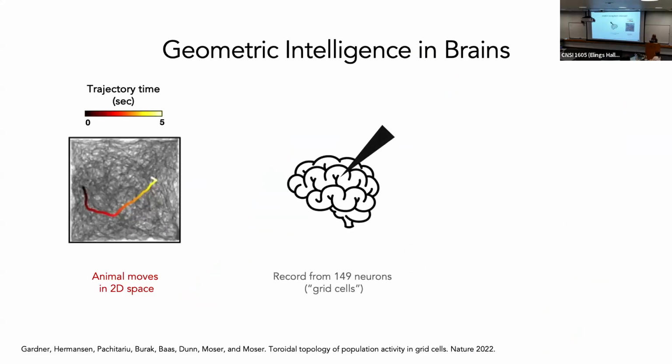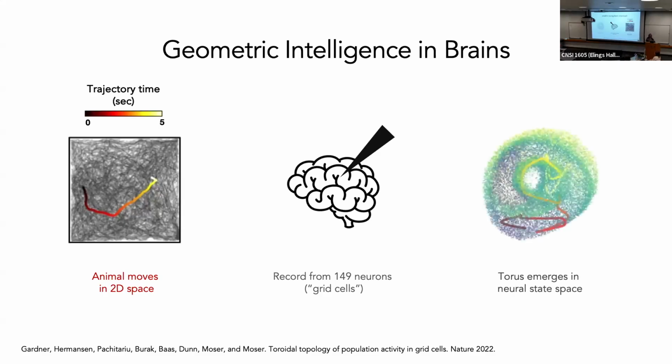Gardner and colleagues recorded from 149 neurons in the brain of this animal, and then drew the rates of firing of these neurons in neural state space. So neural state space is now 149 dimensional, because we're recording from 149 neurons. And this is what they saw.